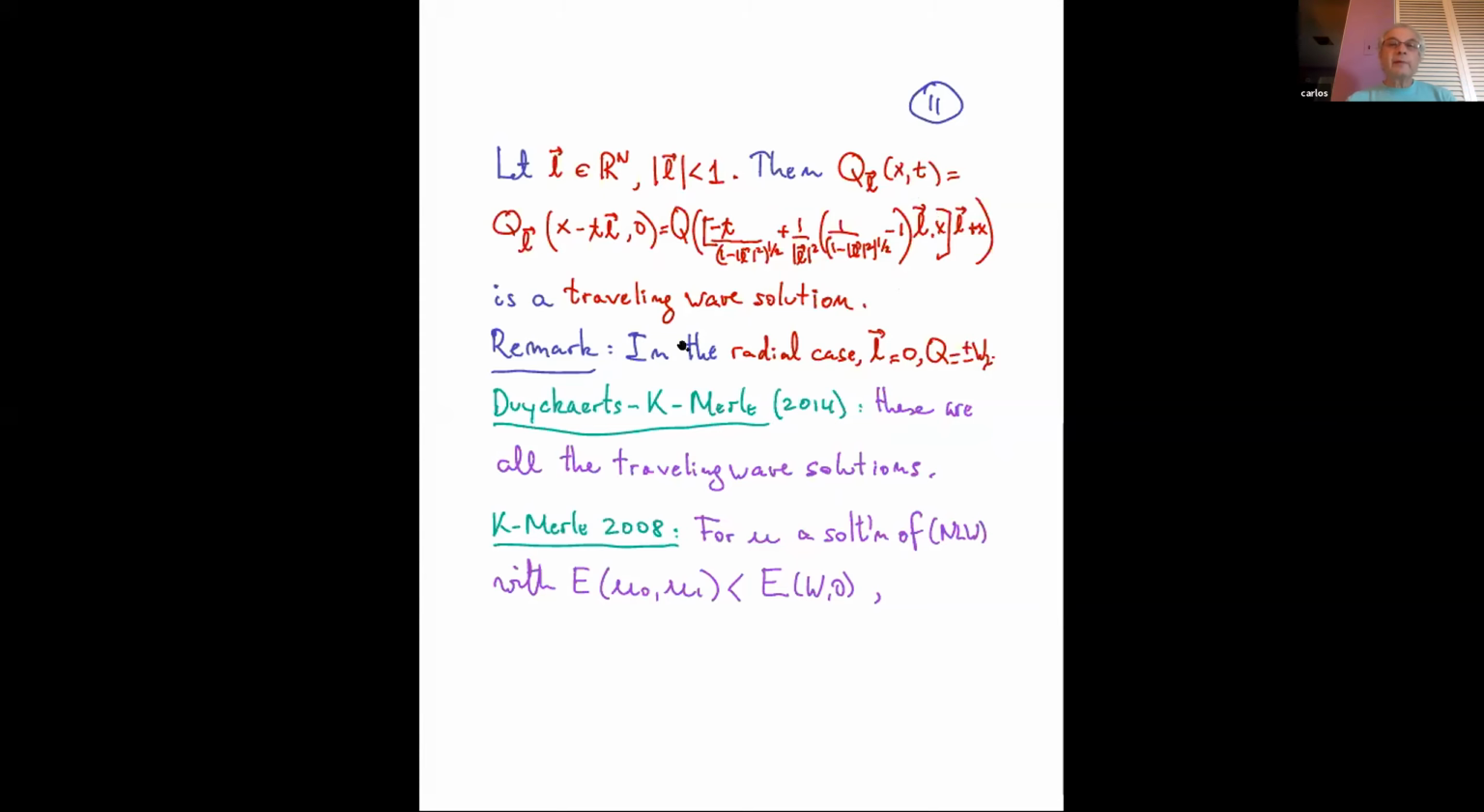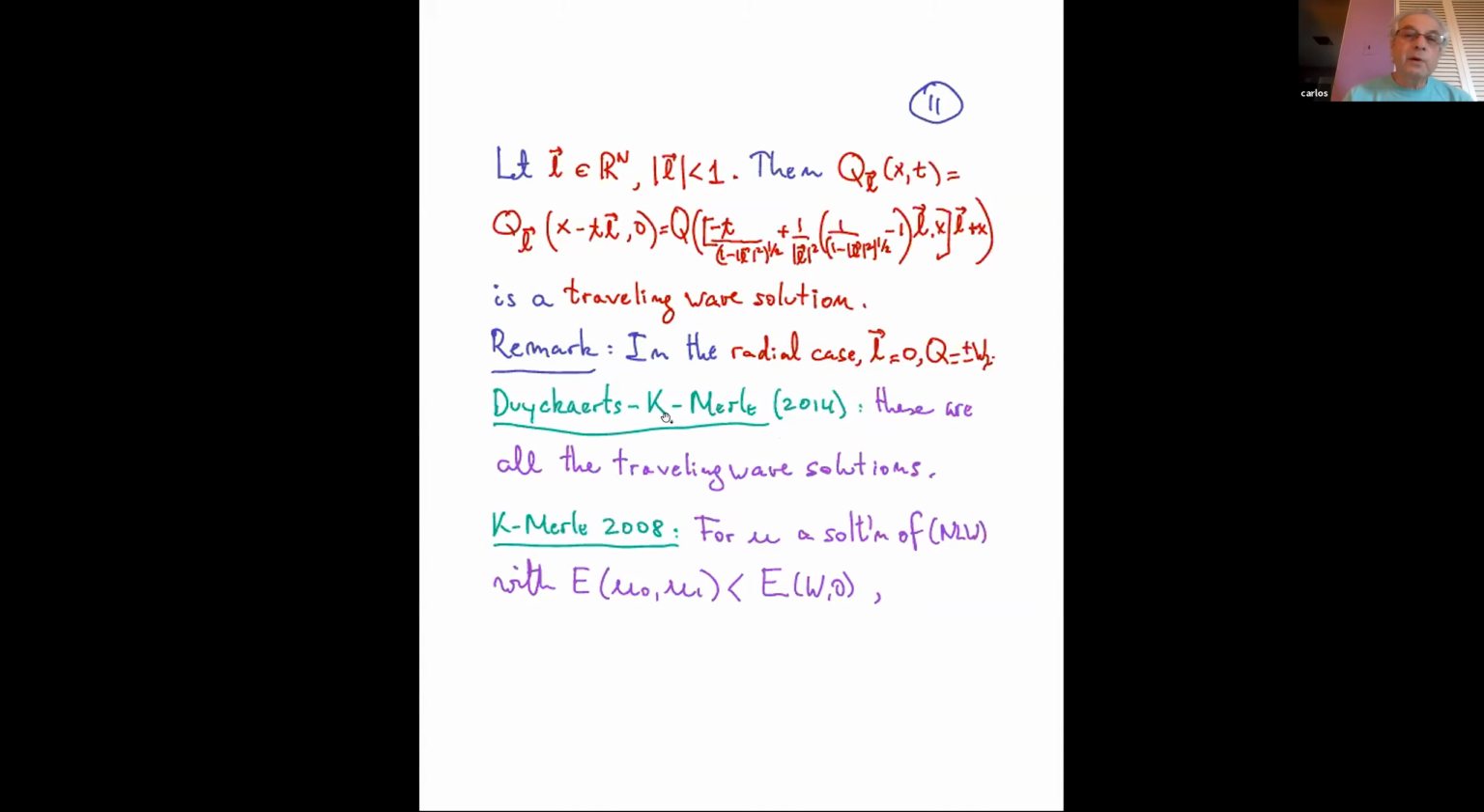So let me make a remark. First of all, in the radial case, there can't be traveling wave solutions because that would destroy radiality. So the l is 0, and the only options are plus or minus the scalings of W.